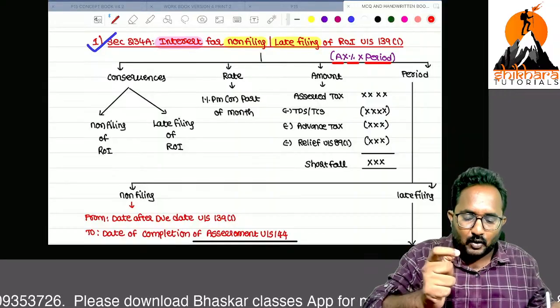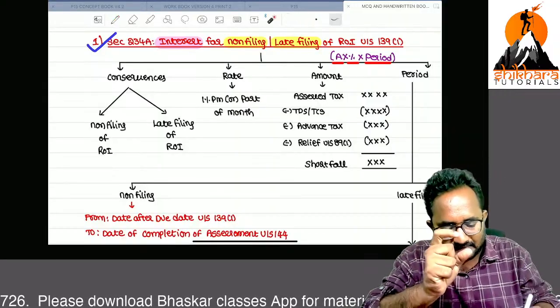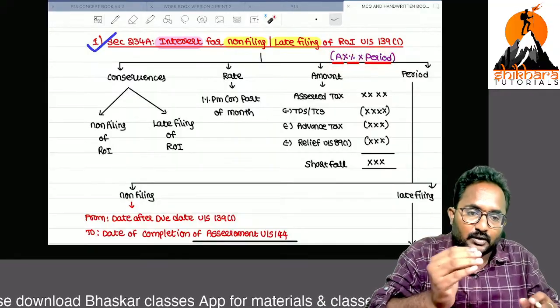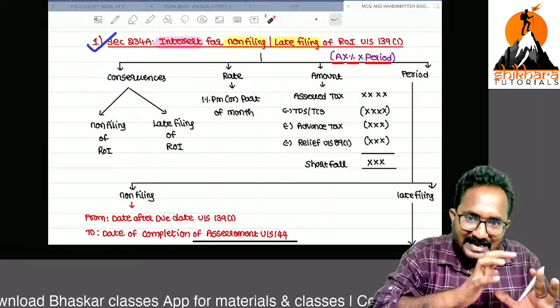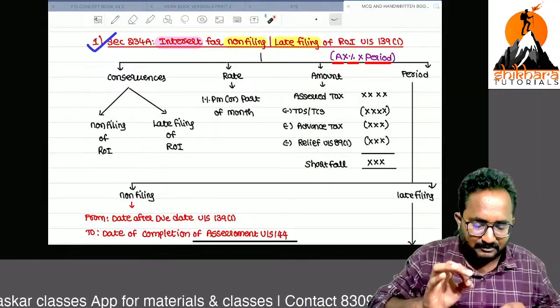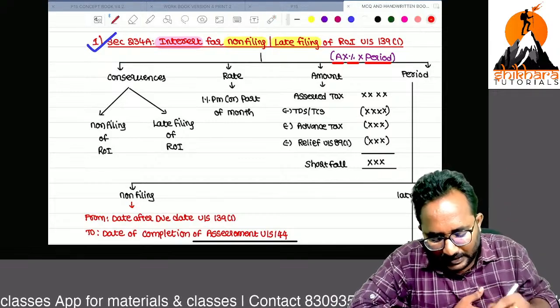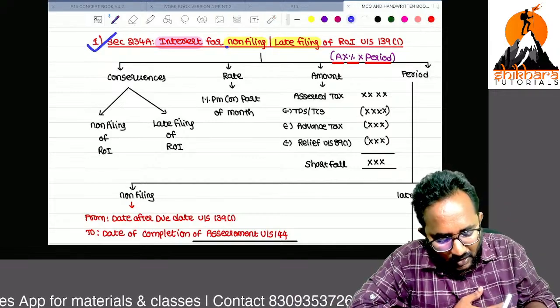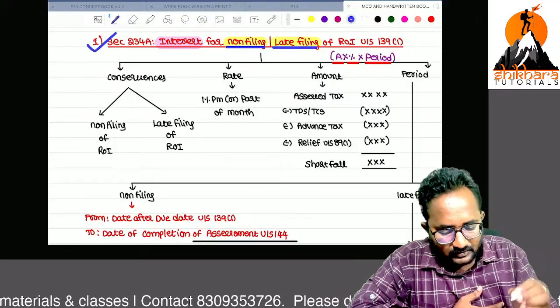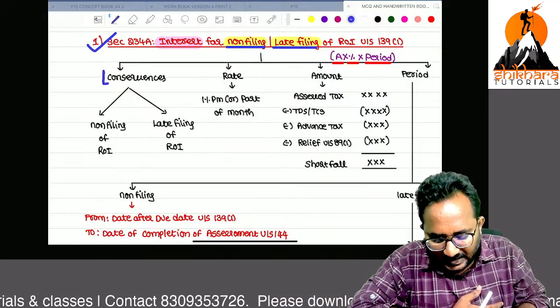Amount: on which amount are we required to calculate interest. What is the rate of interest? For which period are we going to calculate the interest? If you know these 3 variables, then advance tax or any other interest computation becomes very easy. 234A interest we calculate for non-filing or late filing of the return of income. So the consequence is very easy.